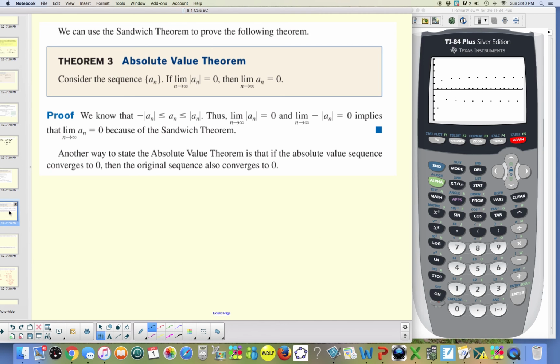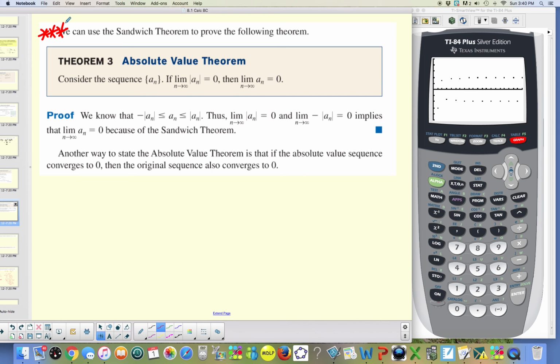Now, I can't tell you enough how important this is going to be, so make sure you put a triple star here. The absolute value theorem. The sandwich theorem is this absolute value theorem, which is so important to what we're going to do in the next 9 weeks. If the limit as n approaches infinity of the absolute value of a sub n is equal to 0, then the limit as n approaches infinity of a sub n, where a sub n could be positive or negative, will also equal 0.